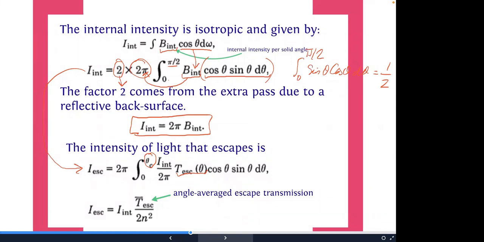And then if we define an angle-averaged escape probability, you can take that out of the integral, and the integral simply becomes exactly the same as that. And you get a very, very simple expression here that escape intensity is equal to the intensity inside the material multiplied by T bar escape divided by 2n squared. So what's outside is scaled down by 2n squared. It's convenient because this is what we saw before.